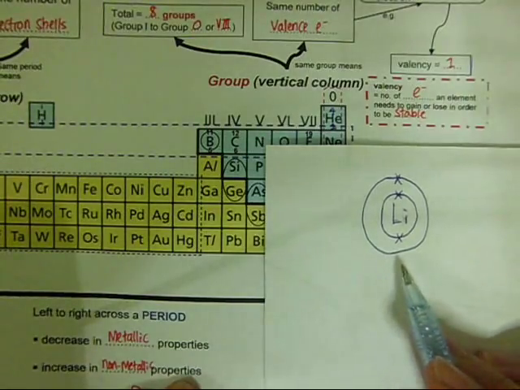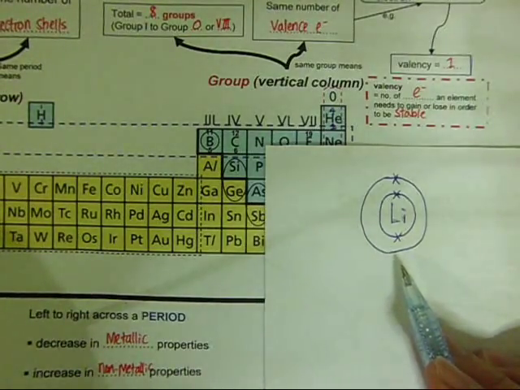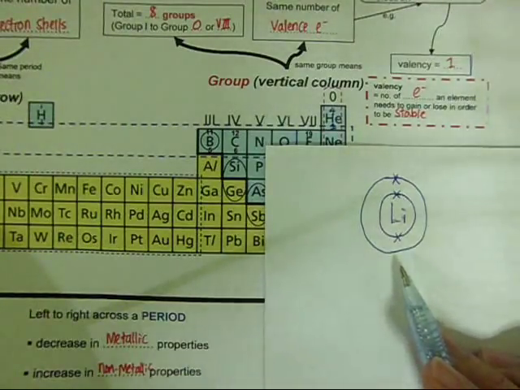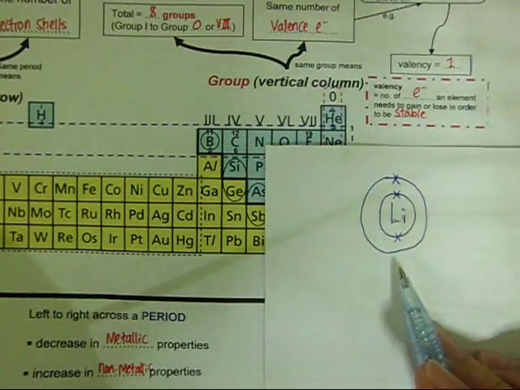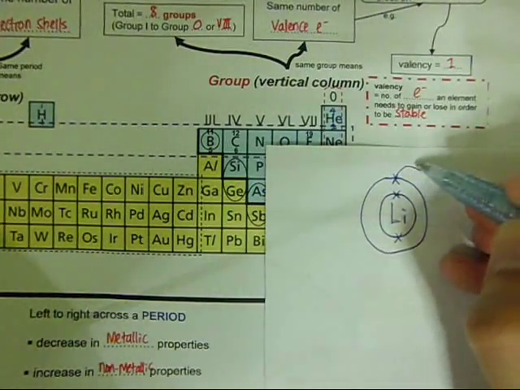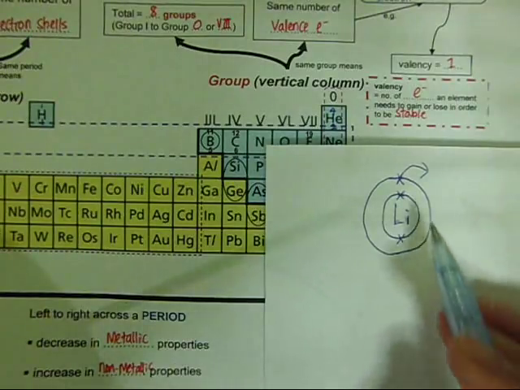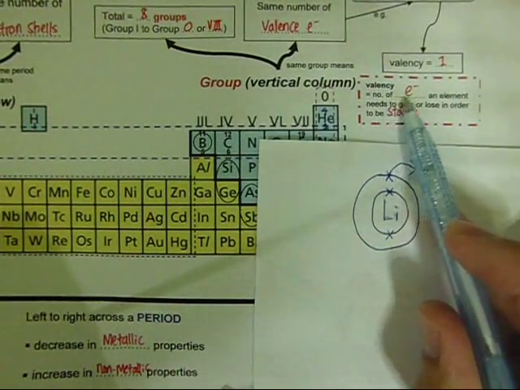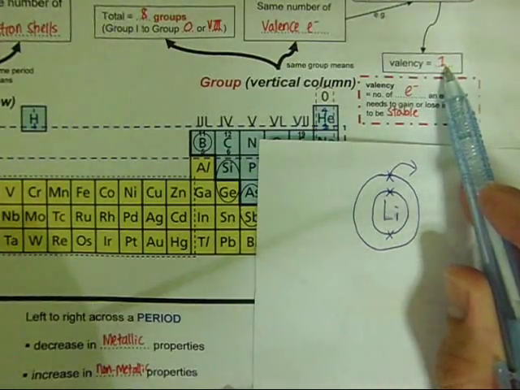So the easier way is to lose the 1 valence electron, because losing 1 valence electron is easier than gaining 7 electrons. Okay, lose 1 is easier than gaining 7. Therefore it will lose this valence electron. Okay, so it loses 1 electron, right? That's why the valency is 1.